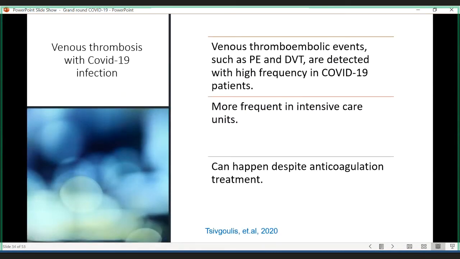Venous thrombosis with COVID-19: not only pulmonary embolism, DVTs, and embolic stroke, as we discussed earlier, but even venous sinus thrombosis has been reported with COVID-19. They tend to happen in severely ill patients and those who were admitted to the intensive care unit. And sometimes they can happen even if the patient is on anticoagulation treatment.